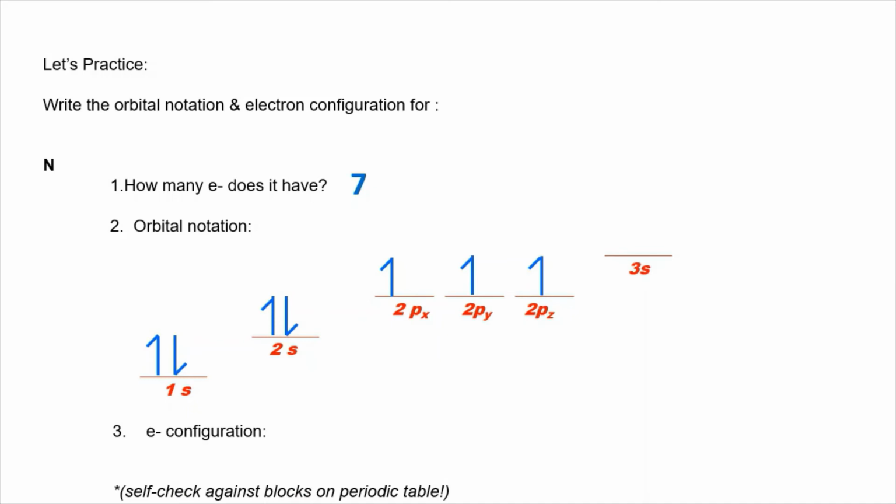And then if we go to the electron configuration, we see that there's 2 electrons in 1s, so we have 1s2, 2 electrons in 2s is 2s2, and then in 2p we have a total of 3 electrons. Check ourselves, add up our exponents. 2 plus 2 is 4, plus 3 gives us 7, which is the atomic number, and we also want to check ourselves by looking on the periodic table.